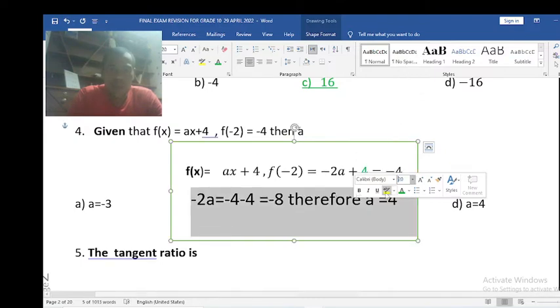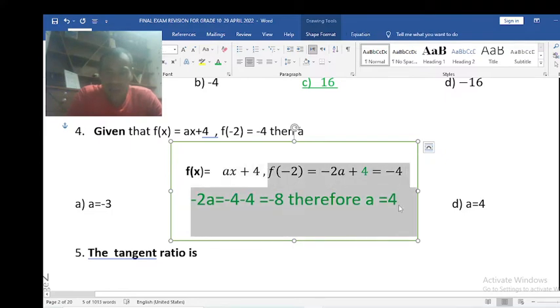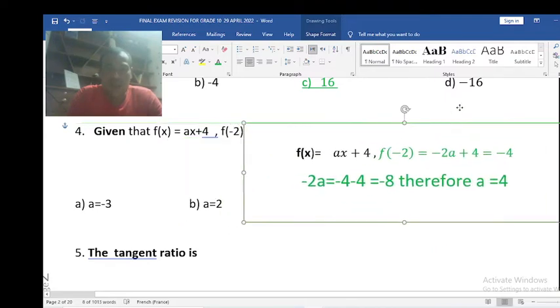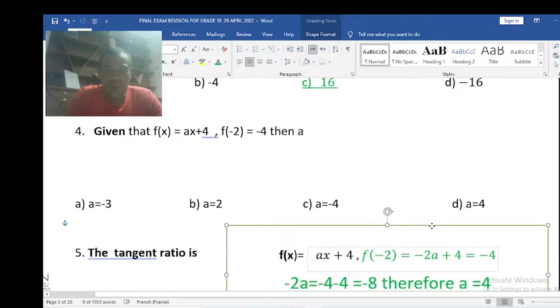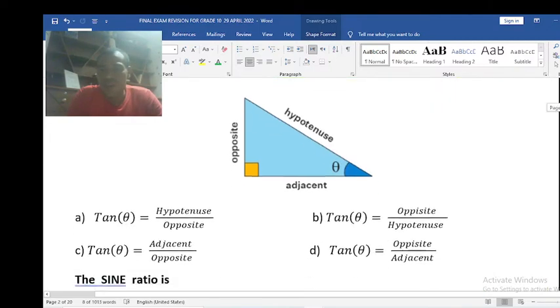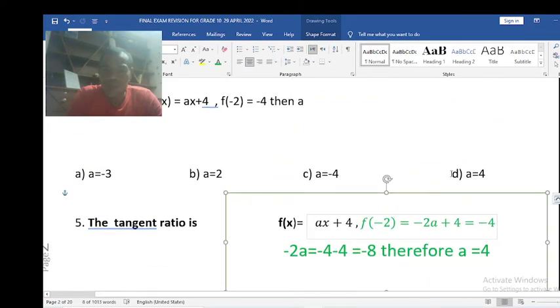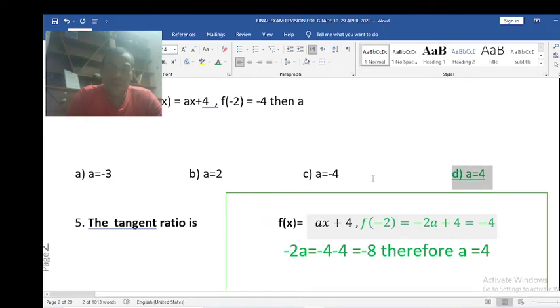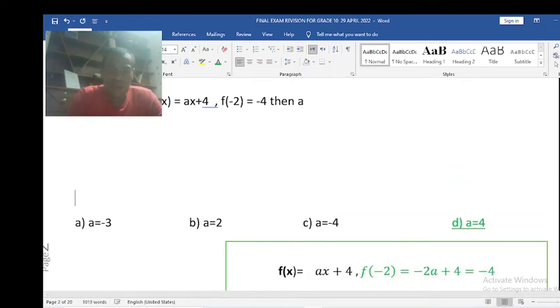This is how you figure out the value of a. Clear? I wish it's clear for you. So we found that the correct answer is equal to 4, which is the letter D. This is the correct answer.